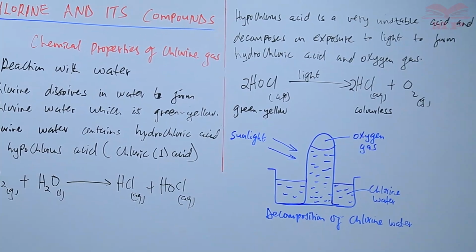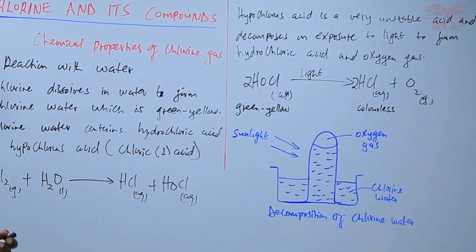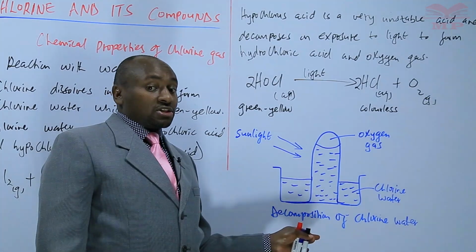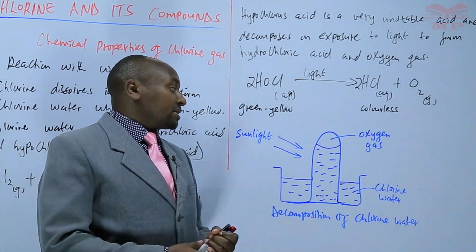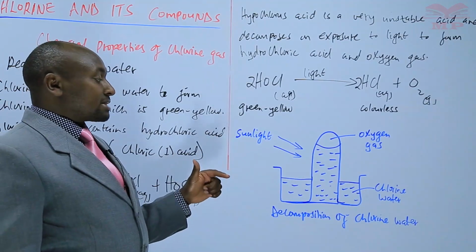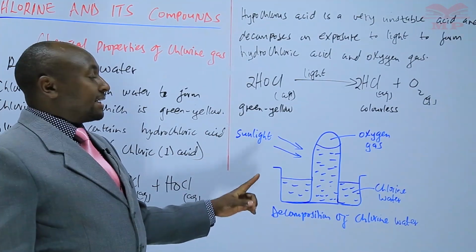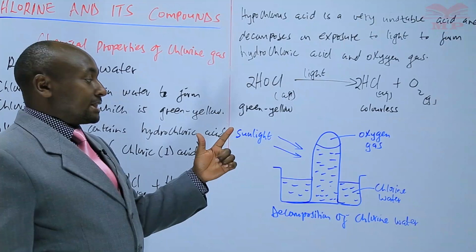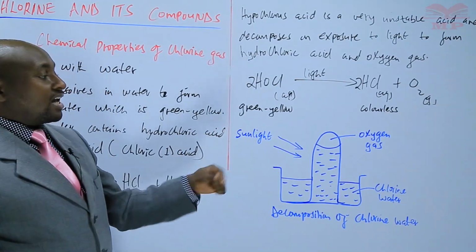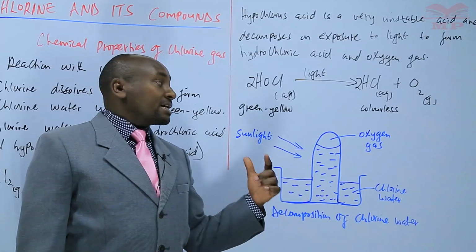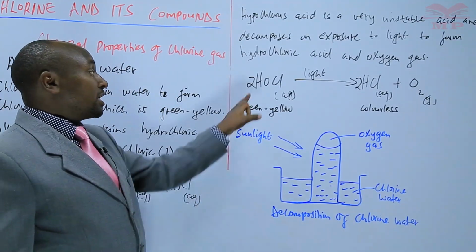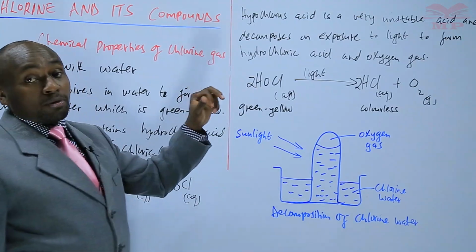Now, the other thing to note about chlorine water is that chlorine water is a bleaching agent. And that's why when you put a blue litmus paper into chlorine water, it turns red, then white. So it turns red, an indication that there is acidity, and then white because there is bleaching, and that bleaching is as a result of hypochlorous acid.